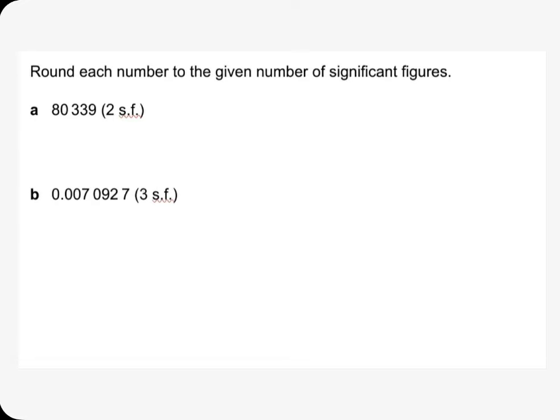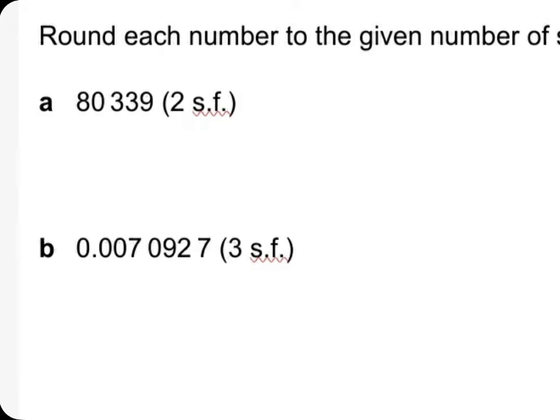In this presentation we're going to talk about Unit 1, rounding. Now the question says, round each number to the given number of significant figures. What does that mean? It means you count the numbers to the significant figures that they gave you, and the rest of the numbers will be zero. Now let's take a look at the steps and try to understand it.